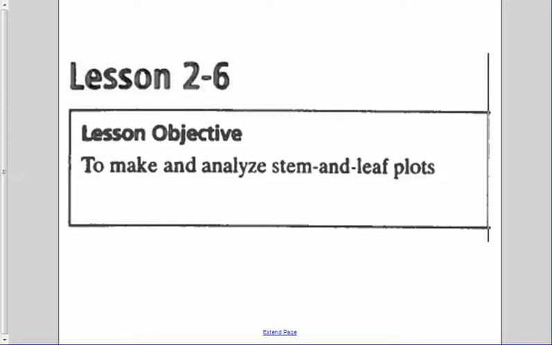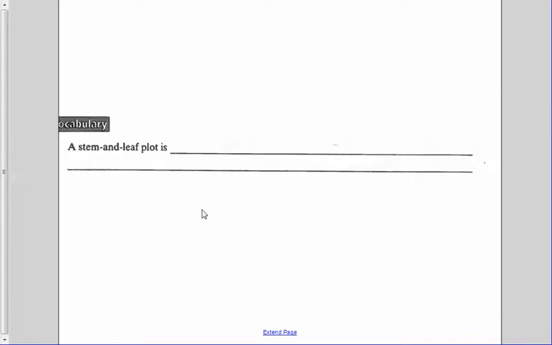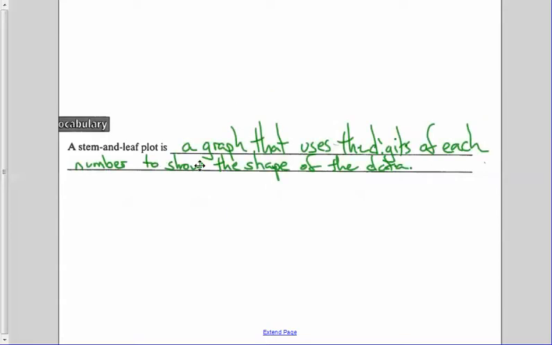In lesson 2.6, we're looking at making and analyzing stem and leaf plots. So our first question we need to probably ask is, well, what's a stem and leaf plot? Well, it's a graph that uses the digits of each number to show the shape of the data. So if I were to give an example, we first need to say our numbers are broken into two parts, a stem and a leaf.